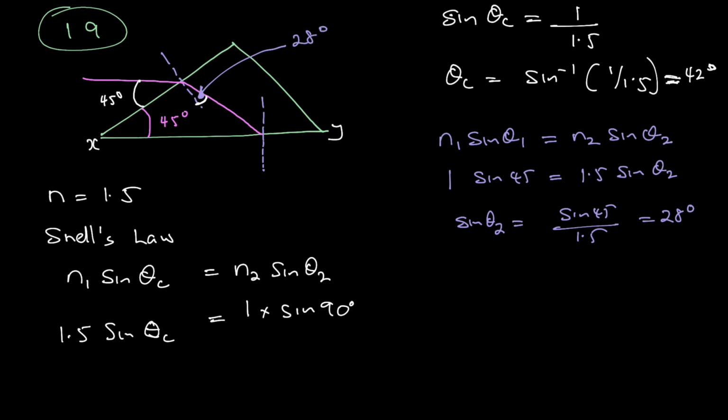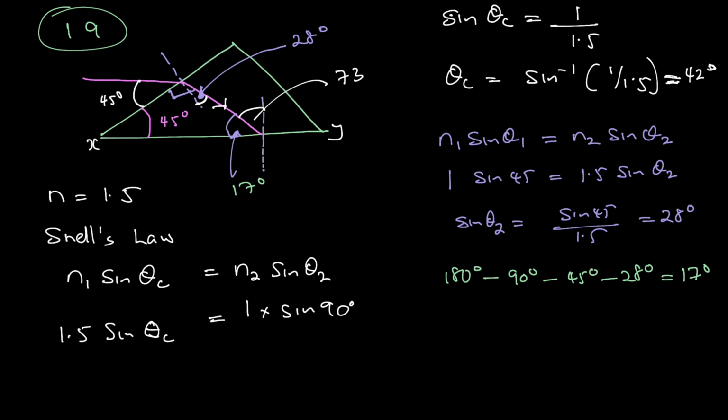If that's 28 degrees and this is 90, I can find this angle by doing 180 degrees minus 90 degrees minus 45 degrees minus 28 degrees, which equals 17 degrees. So if that is 17 degrees, what is the angle here to the normal? That's the angle it's coming in to the glass, and that angle is 73 degrees.